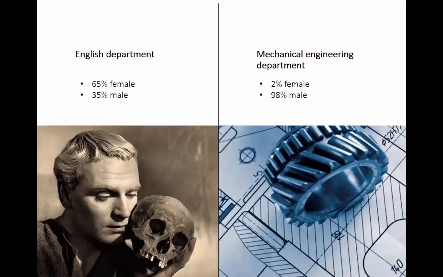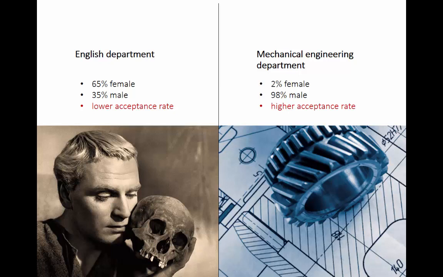So here you see the numbers. In the English department, 65% of the applicants were female, while in the mechanical engineering department, only 2% of the applicants were female. And the acceptance rates were much lower for the English department than for the mechanical engineering department.